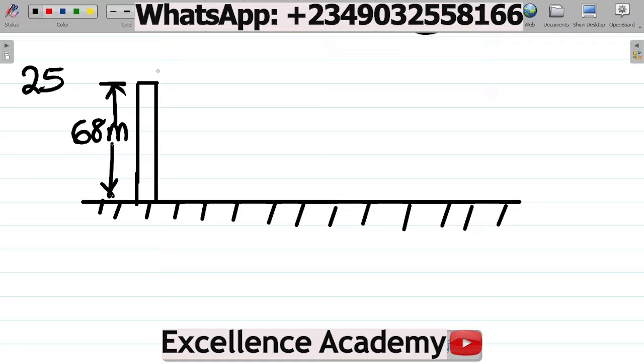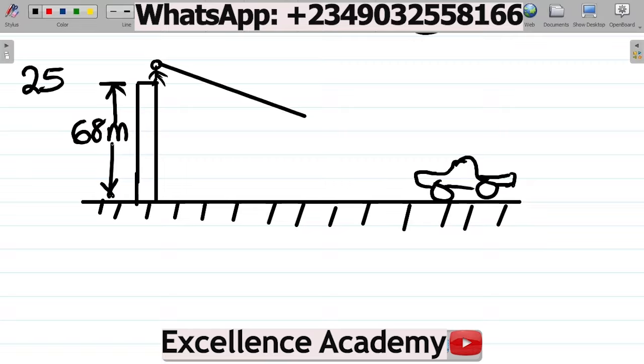A student sits on this tower like this, and views his principal's car. Let's draw the principal's car here, somewhere around here. So we'll have the principal's car here. This student from here looks down to view the principal's car like this. And they said the angle of depression is about 25 degrees. 25? Oh, wait.